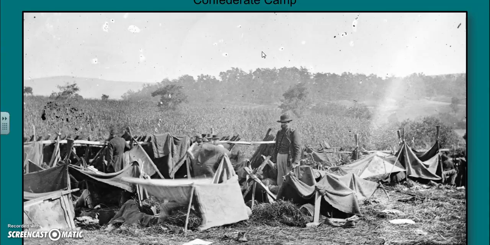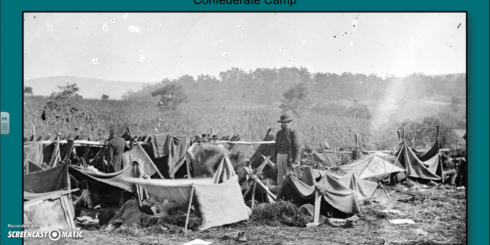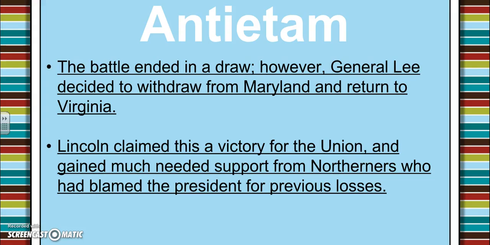Compare the Union camp to the Confederate camp, and you can see even by this picture how much more advanced the Union camp was than the Confederate camp. The battle ended in a draw. However, General Lee decided to withdraw from Maryland and return to Virginia. So Lincoln claimed this as a victory for the Union and gained much needed support from Northerners who had blamed the president for previous losses.